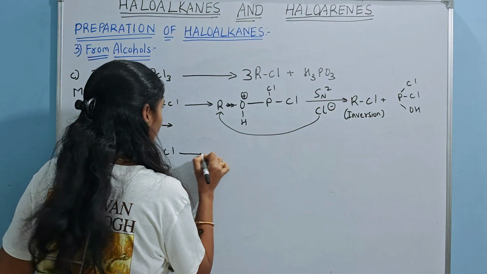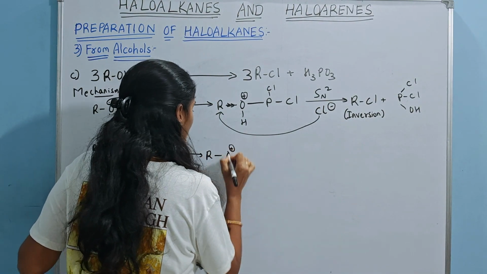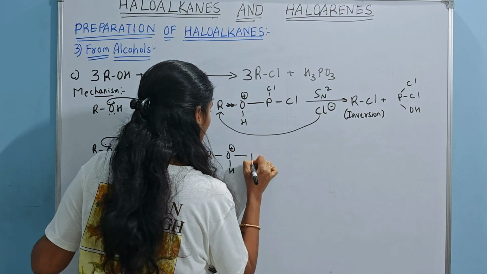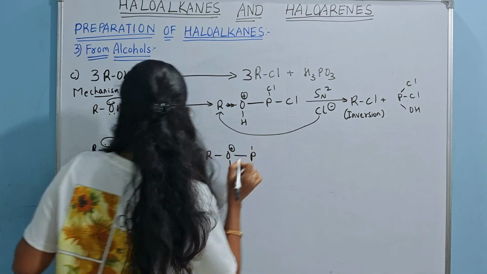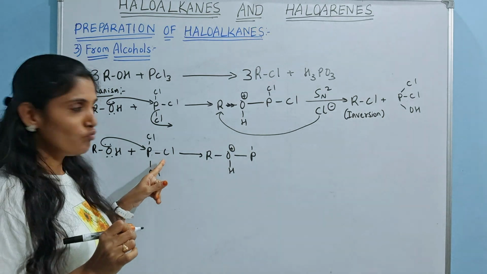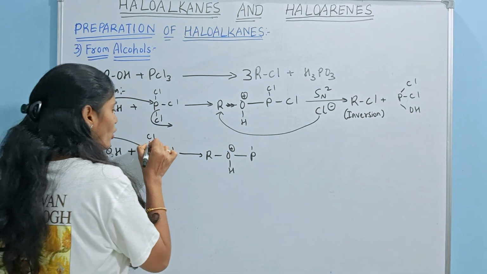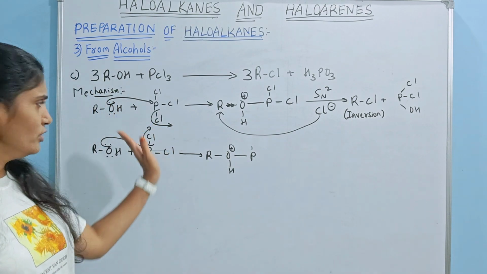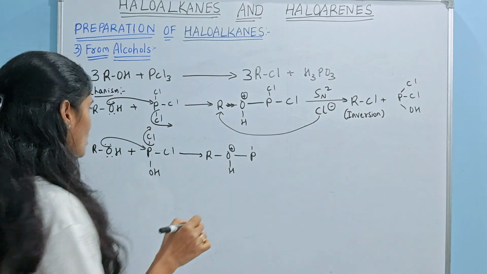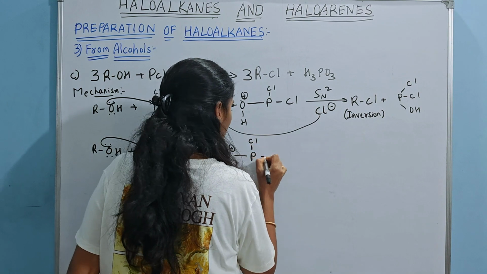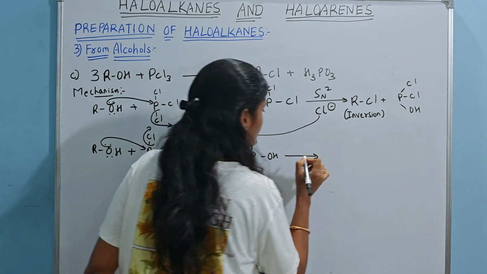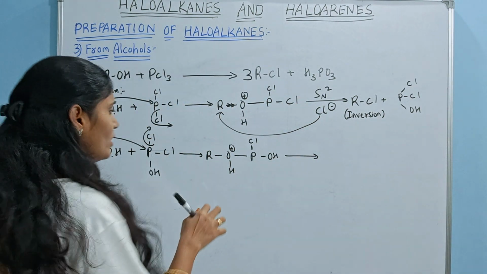Now what do we get here? Oxygen will get its positive charge, hydrogen here, and phosphorus. Now when the lone pair of electrons attacks phosphorus, the chlorine will be like, okay, you have taken the lone pair of electrons from oxygen, now let me leave. So this Cl will leave as Cl minus. So what else is there on phosphorus? Now 1 Cl and 1 OH. The same story as in the previous case you can repeat here.